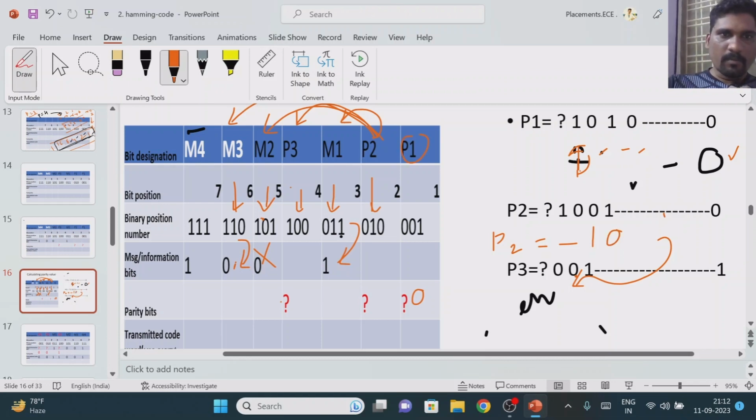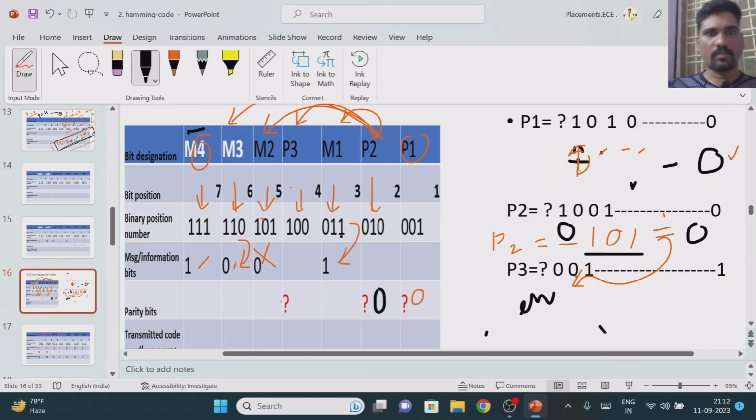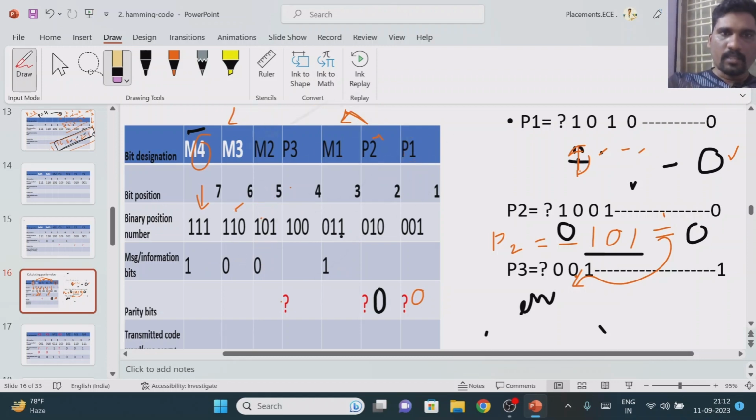Again P2 should be compared with the M4. Do we have 1 in the second bit? Yes. What is that value? 1. So we need to find out this answer. It is already an even number, so we just keep the 0 according to the even parity. So what is the P2 value we have obtained? P2 value also 0. Now what is the pending thing? We need to find out the P3 value.